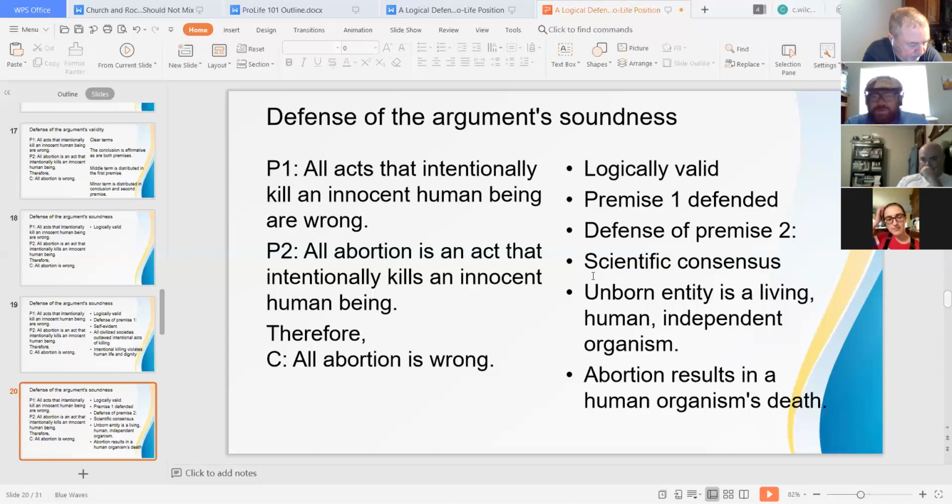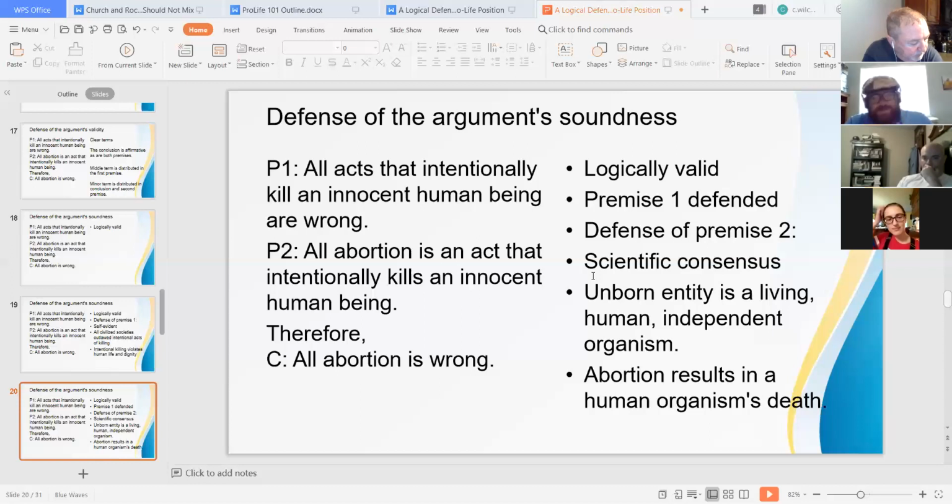So if the unborn entity from fertilization, as I've just made a case for, is a living human independent organism, then abortion does result in a human organism's death. And now this is a point that's not even really challenged among academics in bioethics. They generally accept the scientific evidence that the unborn individual is a human being from fertilization. Now, most philosophers tend to lean pro-choice because they justify abortion through some other means. They don't justify it by trying to deny the biological humanity of the embryo or fetus. But I will get to some of those here shortly.